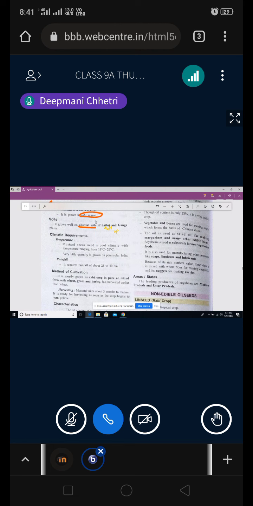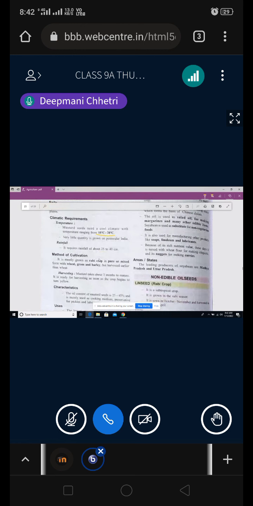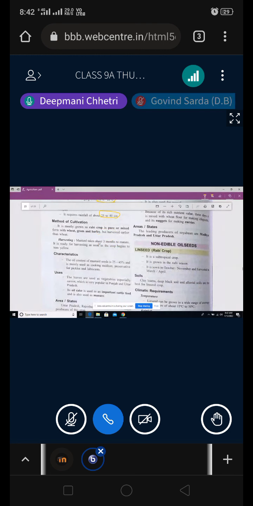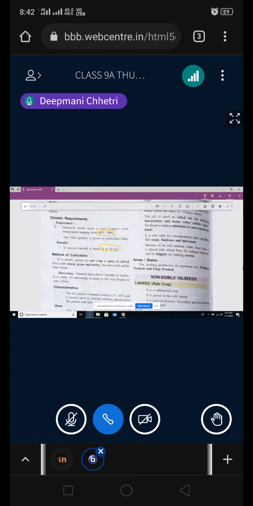Temperature condition, you can see the temperature. Since it is grown in the winter season, the temperature requirement is also low, only about 10 to 20 degrees Celsius. And the rainfall requirement is also very less, that is 25 to 40, because winter rainfall is very rare. Yes or no? I think yesterday it rained in some places, in the hills. Was it raining in the area yesterday? Yes. Okay, that was because of some local disturbances. So I think all of you are clear with the temperature and rainfall out here.